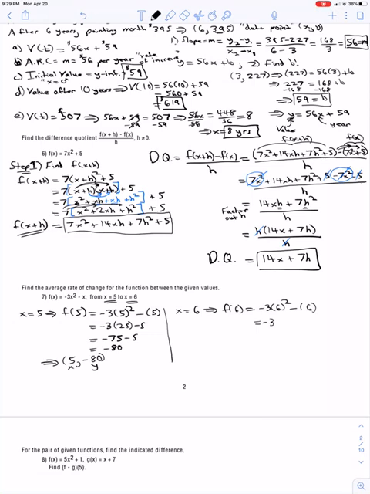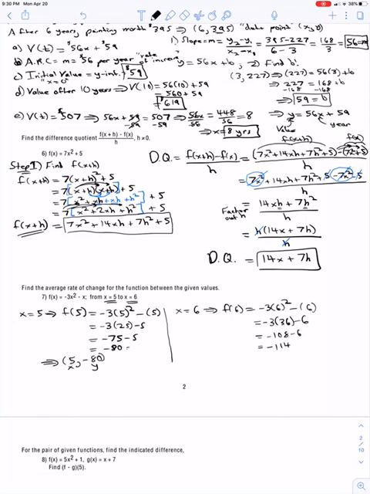So let's go ahead and simplify. So I got negative 3 times 36 minus 6. All right, so let's simplify that down. And what's negative 3 times 36? Well, we get negative 108. And negative 108 minus 6, that's negative 114. So f of 6 is equal to negative 114.